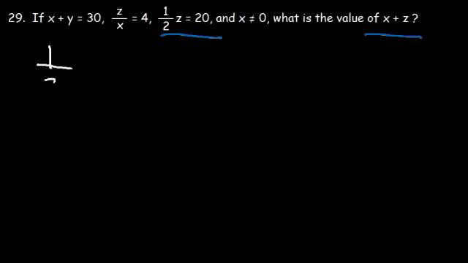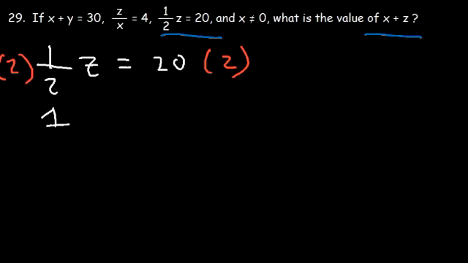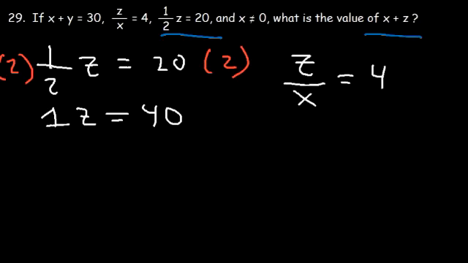So 1/2 z is equal to 20. So therefore, let's multiply both sides by 2. 2 times 1/2 is 1. So 1z is equal to 40, which means z is 40. So now let's move on to the second equation, the one that has z in it, because now that we have the value of z, we can solve for x. So z divided by x is equal to 4. And we know that z is 40, so we have 40 divided by x is 4.